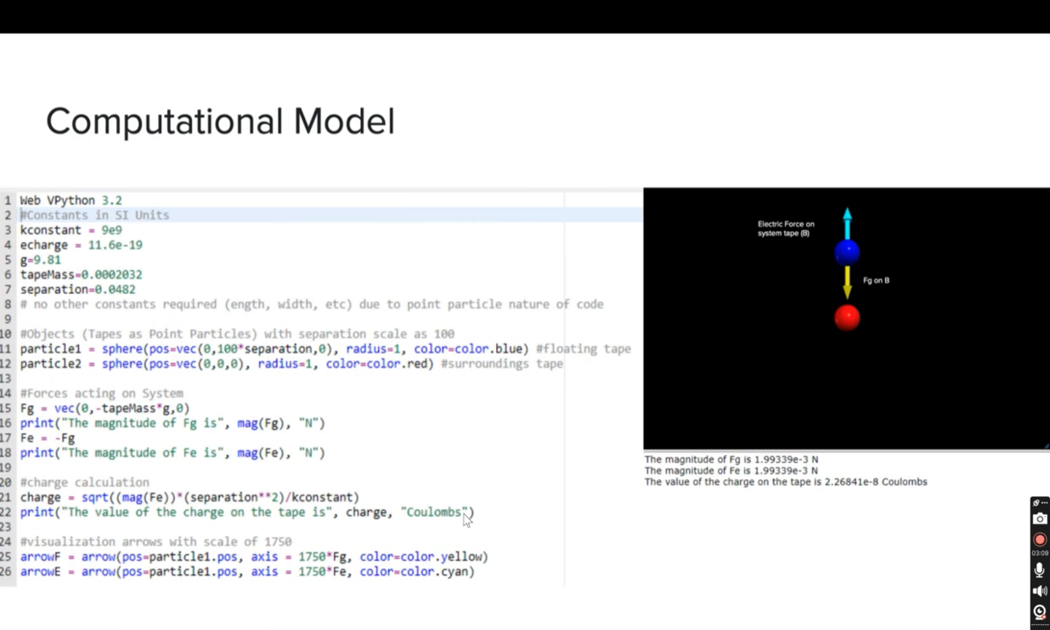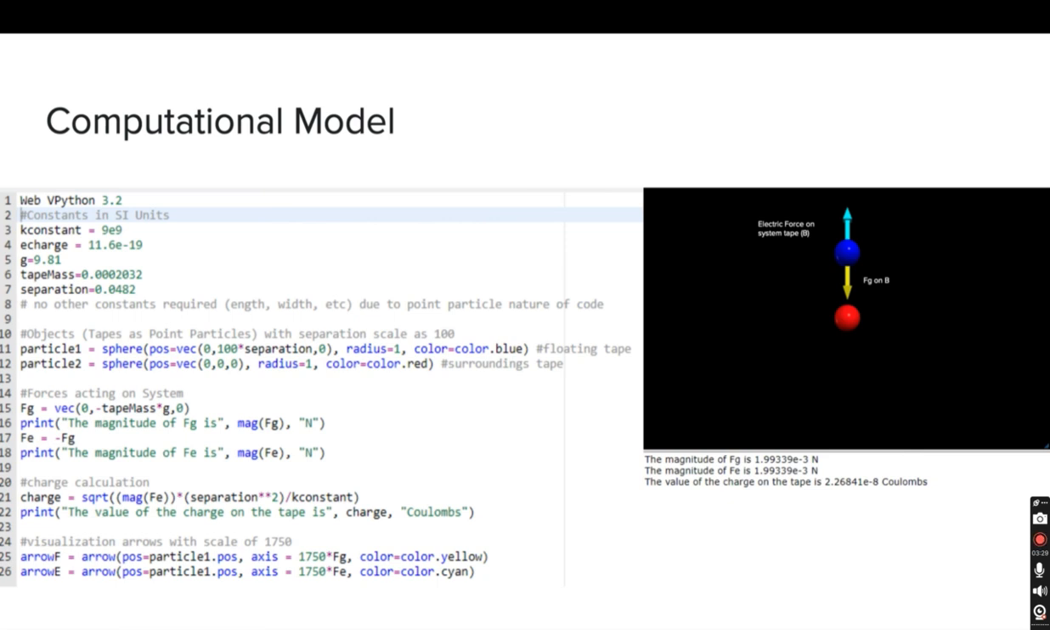This here now is a computational model that I constructed. Using Python, first I identified the constants and SI units, and then I created the particles themselves. I used a radius of 1 just so they can be seen. I scaled the separation distance by 100 so that the individual particles that represent tapes A and B could be seen. Then I created the forces acting on the system.